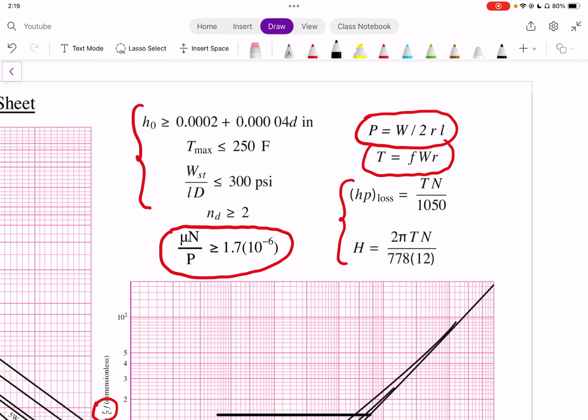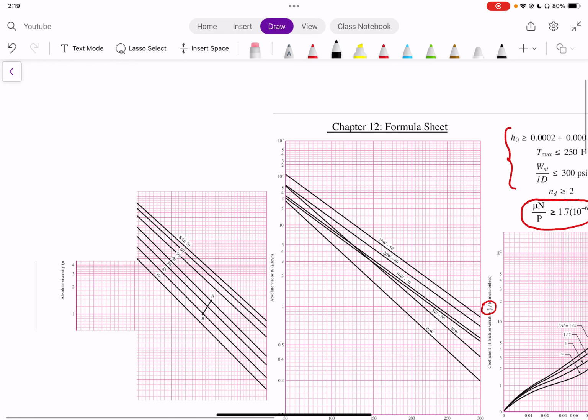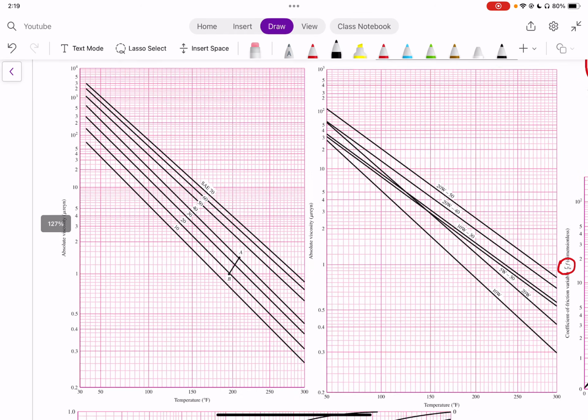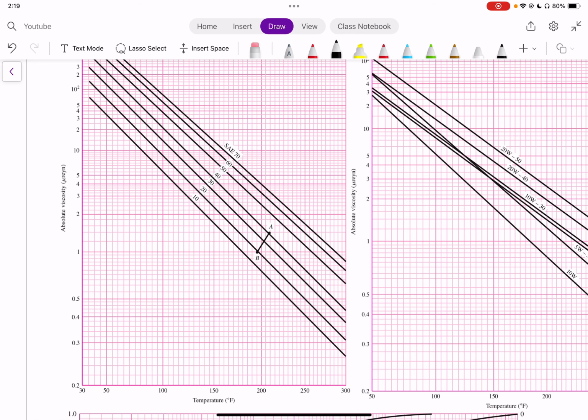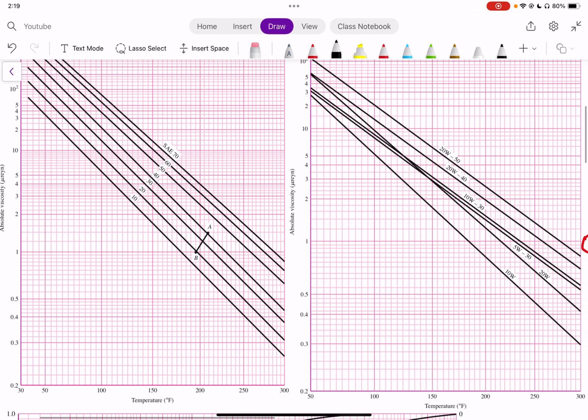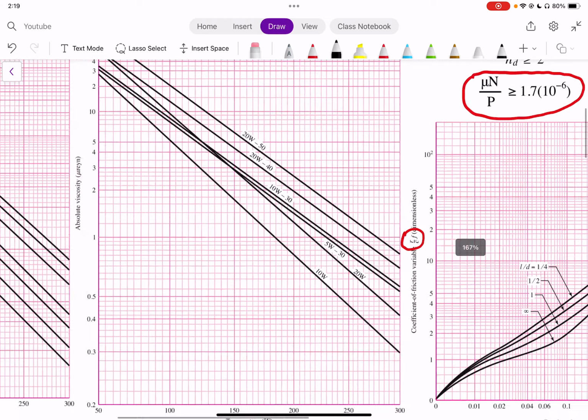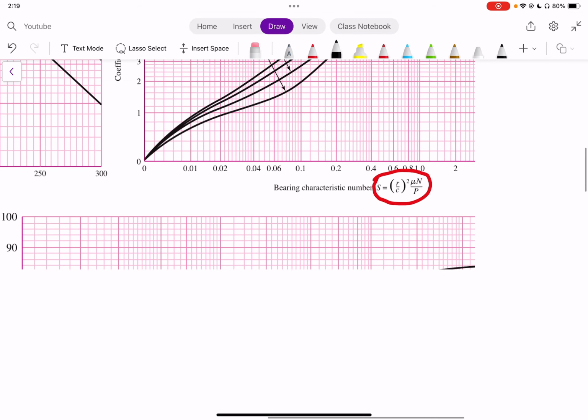And we're going to see that our tables have a bunch of different things. So our tables have charts. The first two charts are viscosity versus temperature. So we have absolute viscosity versus temperature for SAE oils and for 20W50, 20W40, et cetera, oils. Then we have a coefficient of friction variable here.